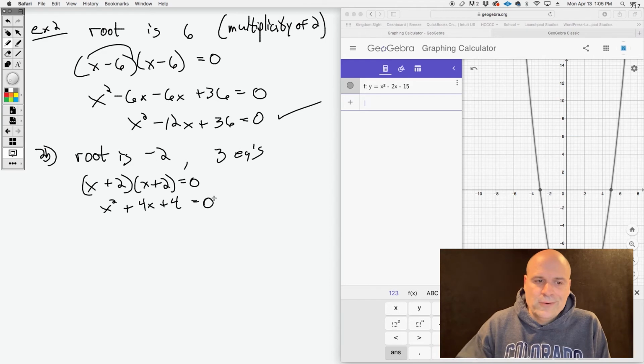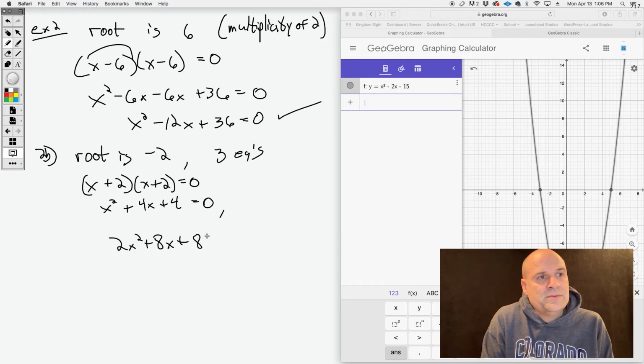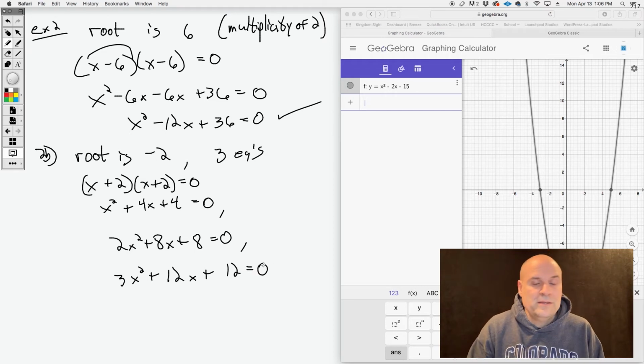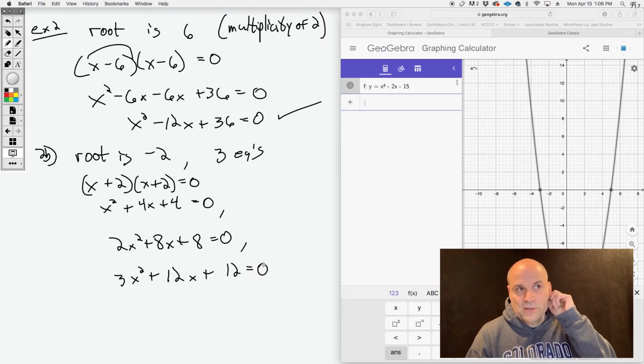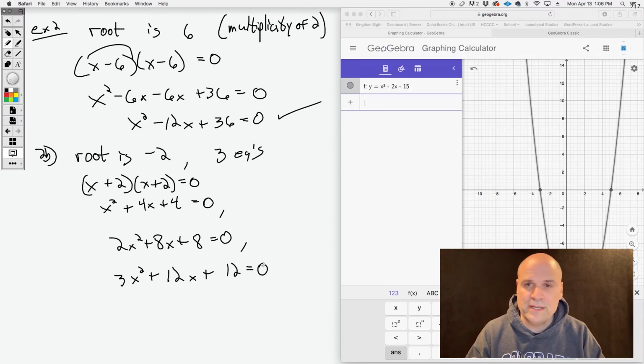All right, well, let's write 2 more equations. Double each side and we get 2x squared plus 8x plus 8 equals 0. Triple each side and you get 3x squared plus 12x plus 12 equals 0. It doesn't have to be 2 and 3. You can multiply by any number or a negative number or a fraction, whatever you want. And you would have 3 equations.